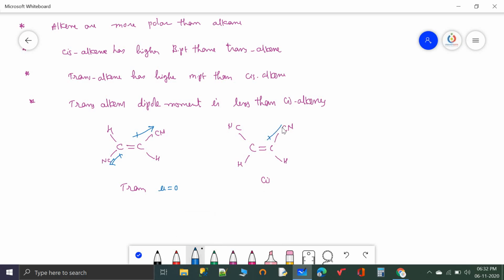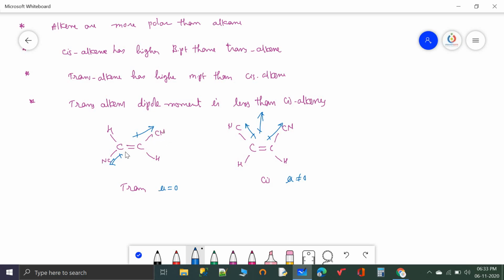Why? Because the moment of the force of the electrons for this particular cyanide is towards that side, and for this cyanide it is towards this side, so the net dipole moment is towards this side. So mu is not equal to 0. So the cis alkene's dipole moment is not equal to 0, but most of the trans alkenes have a dipole moment value equal to 0. Don't think that all trans alkenes have dipole moment 0.